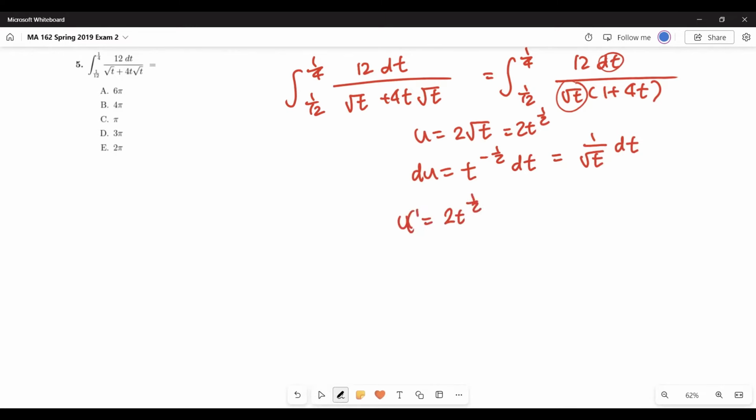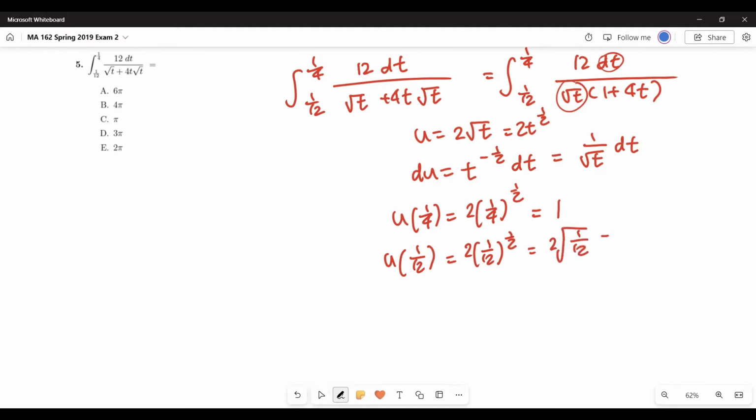So plug it in to find the u limits, and let's write it again. The upper limit u would be 2 times 1 to the 1/2, so this will be just 2. The lower limit is t equals 1 over 12. This value will become 2 times (1 over 12) to the 1/2. This will be 2 square root of 1 over 12, so 2 times 1 over 2 square root of 3. So this is 1 over square root of 3. Okay, we have those values.